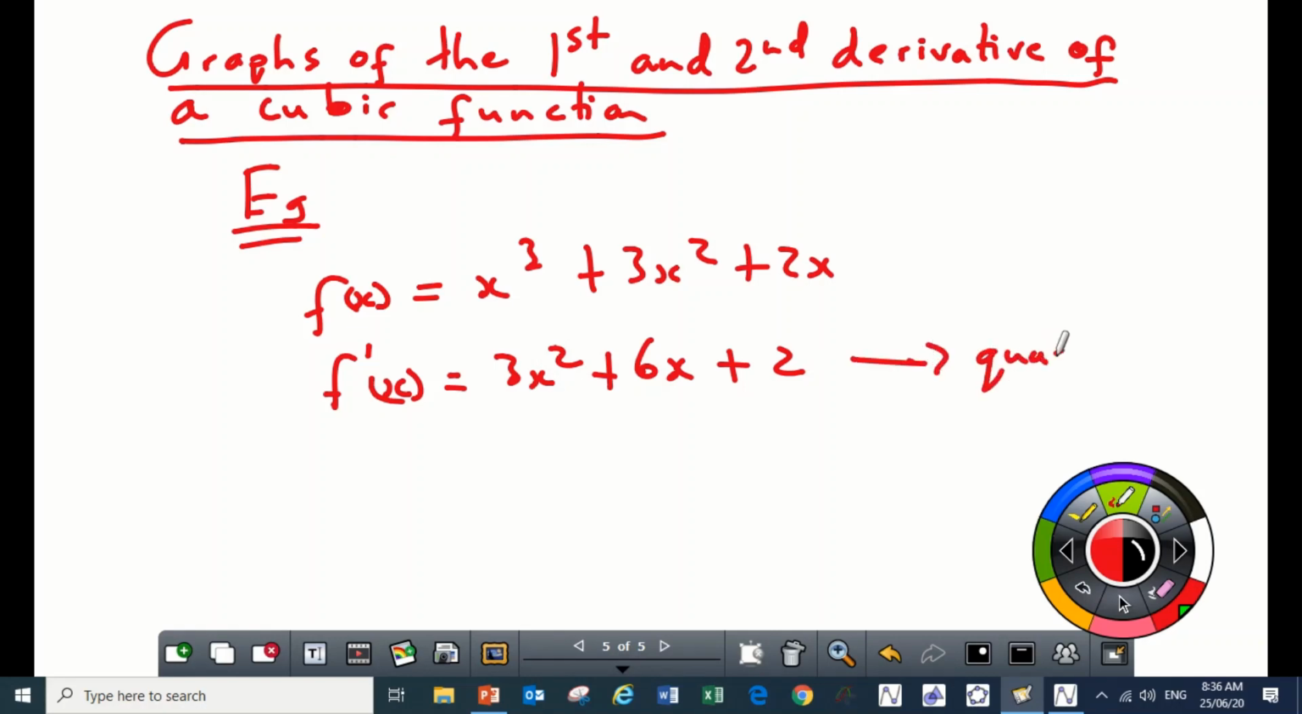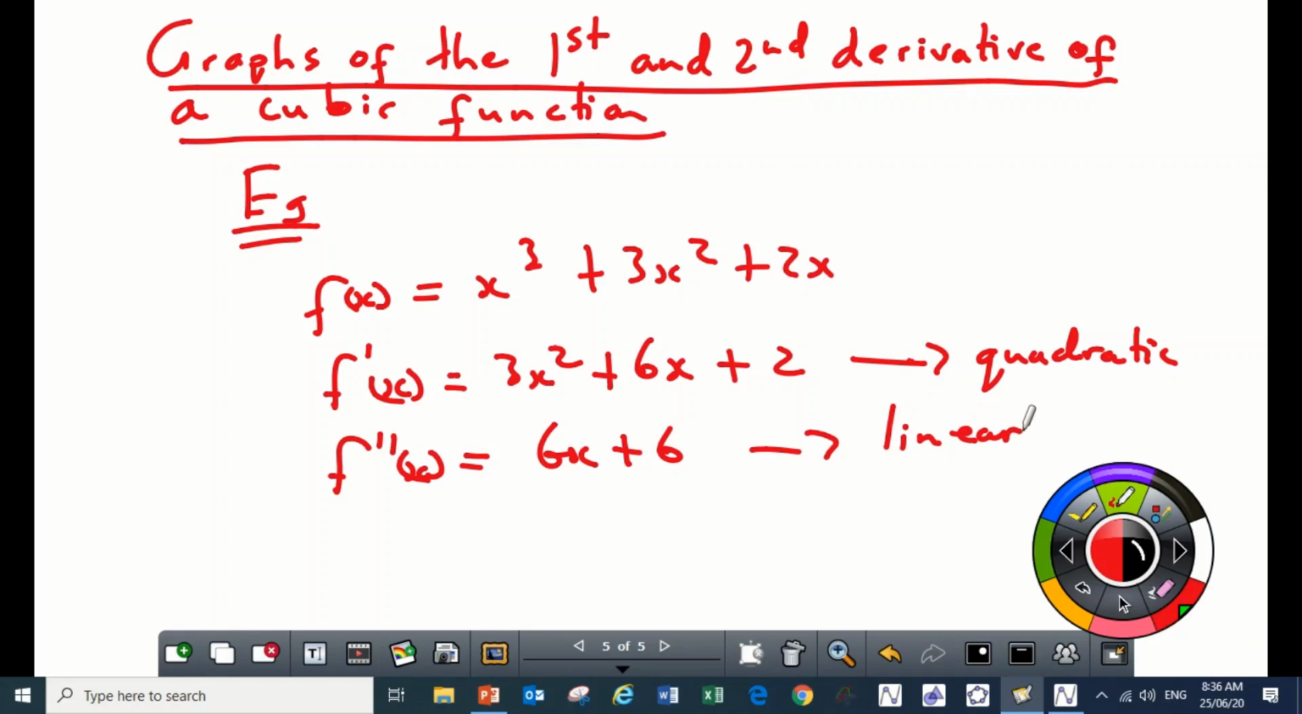That's quadratic. The second derivative will be equal to 6x plus 6. And that's linear. Now, we are going to sketch all three, but I'm going to use a computer. Now, we are going to analyze the relationships, and then later, we can do a summary of the relationship. Make sure you pay attention.